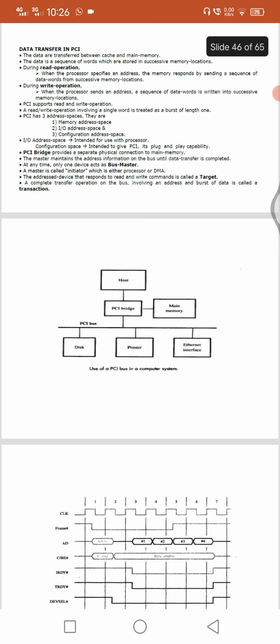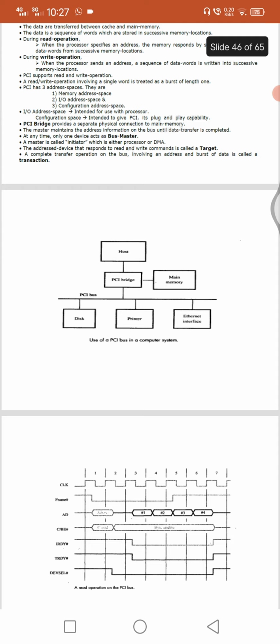Now the use of the PCI bus in a computer system. This is the host and this is the PCI bus. With the help of a PCI bridge, we connect the PCI bus to the host. The PCI bridge acts as an interface between the host and the PCI bus. The PCI bus contains a disk, printer, Ethernet interface, whatever it is. With the help of the PCI bus, we can extend the motherboard capability.